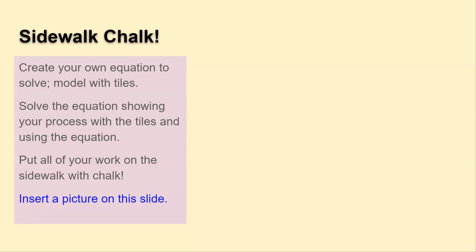We're going to go outside and we're going to do a problem on the sidewalk. My recommendation for my classes is always to do it on paper first, so they create their own equation, they create their own tile model, they solve the equation showing their process with the tiles and using their equation, and they put all of that work on the sidewalk. They will insert a picture of their sidewalk chalk and they will place it on the screen. This is an example of something that would be great for a portfolio.